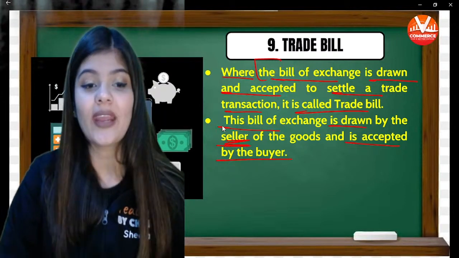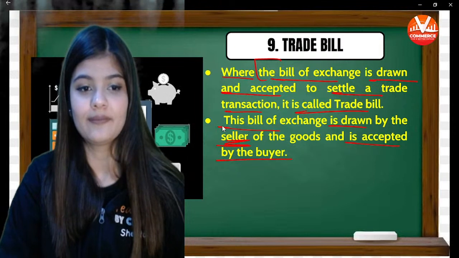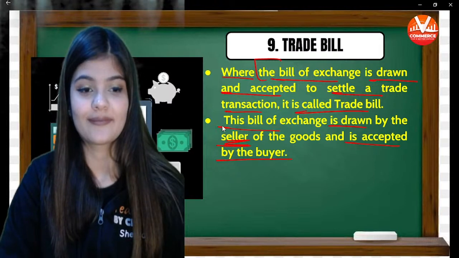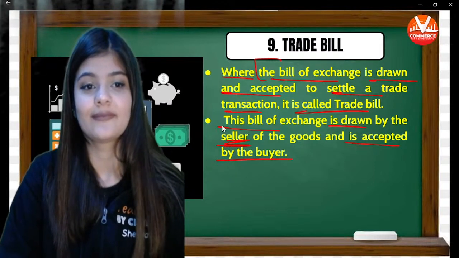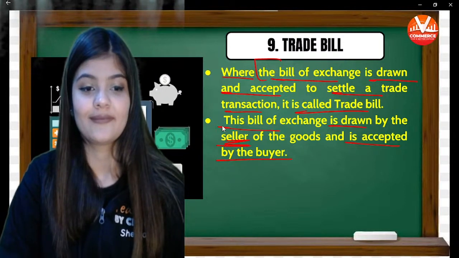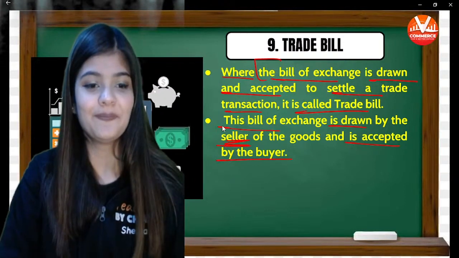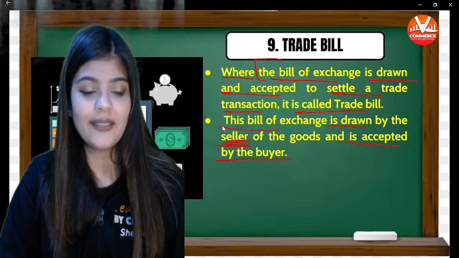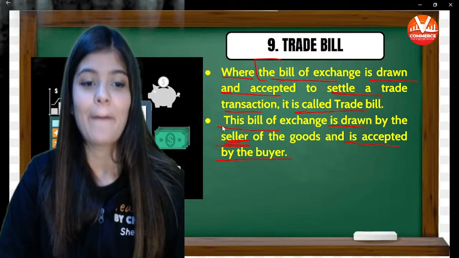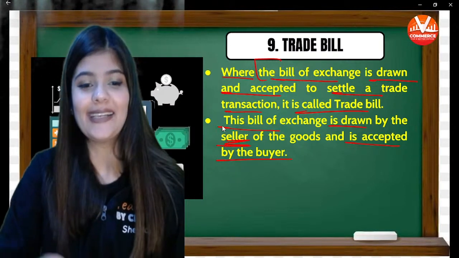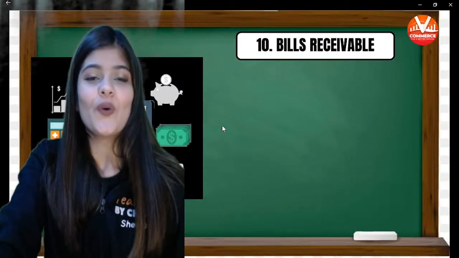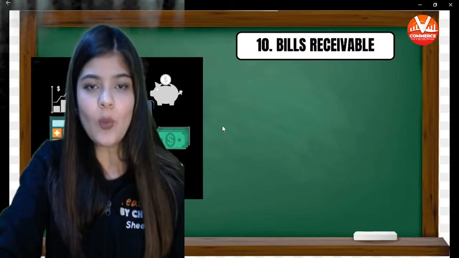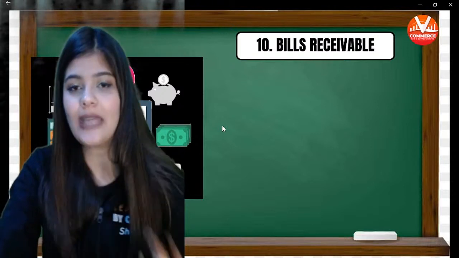So this is a trade bill. Is it clear to everyone? Clear, Amrita? What about others? Yes, Kamya, clear. Crystal clear. Okay. So we have two more, bills receivable and bills payable. I'll explain both of them with an example at the same time.